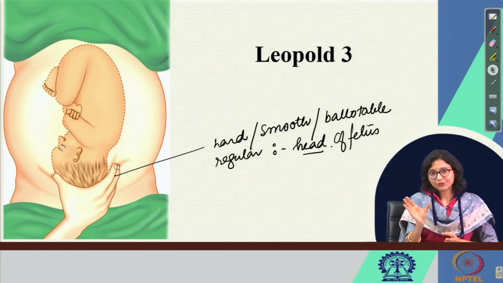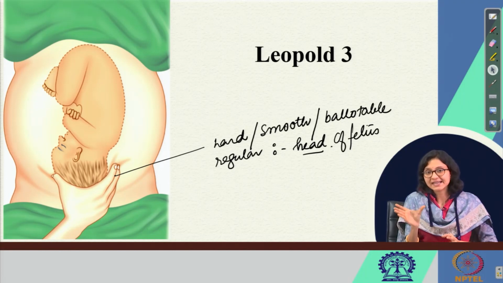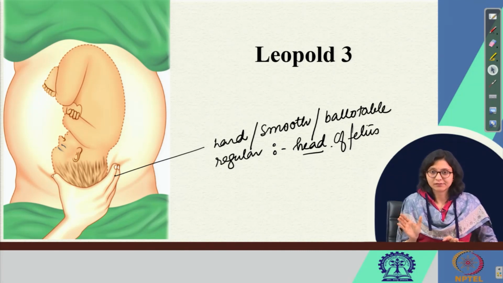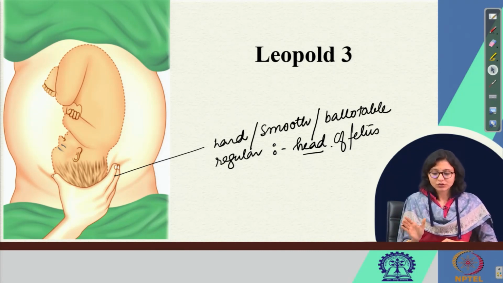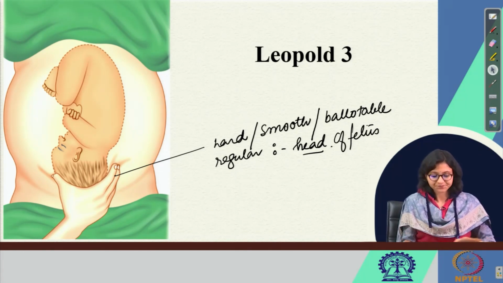And if you catch hold of the fetal head and can freely move it sidewise, that means the fetal head is floating above the pelvic inlet and engagement has not taken place. So, this we can see from Leopold III.